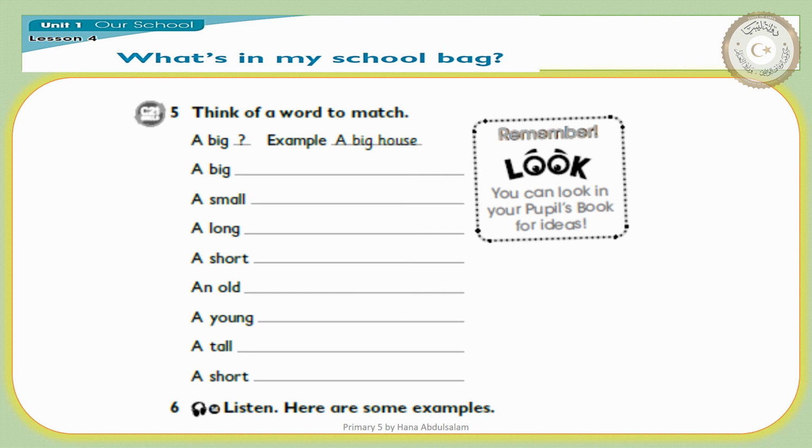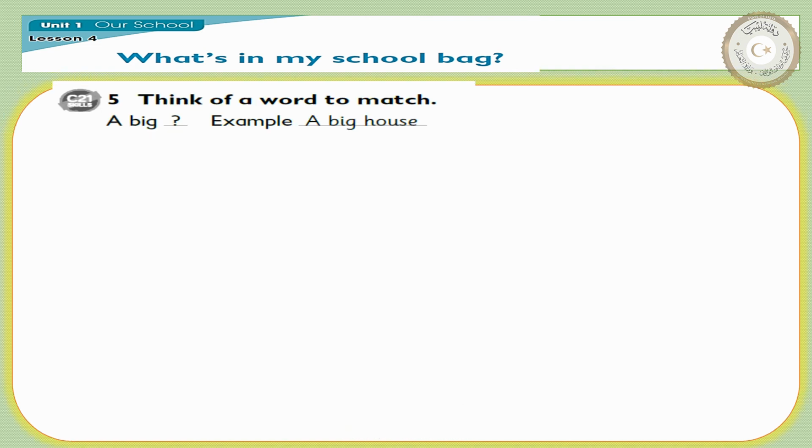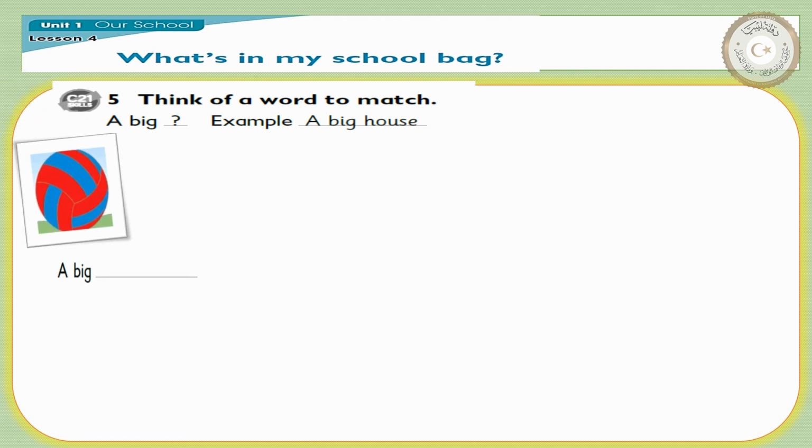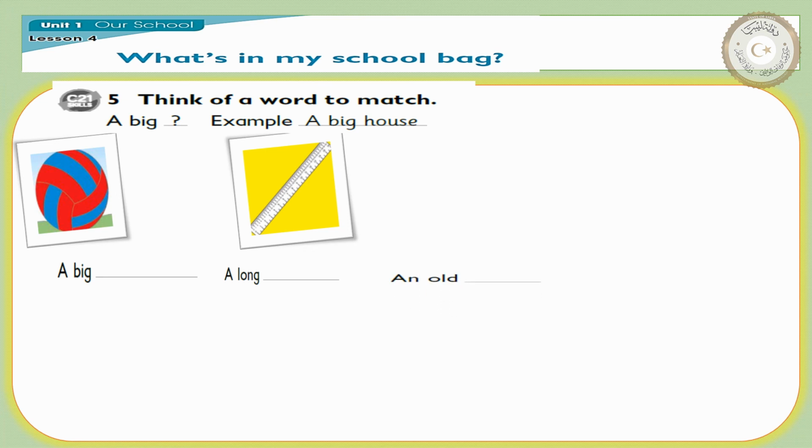Okay, so now we are going to number 5. What do we have in number 5? We are going to write examples about these adjectives. Number 1, big. Big what? What's this? It is a ball. So we can say a big ball. Long. Give me an example of long. Long what? Ruler. Excellent. A long ruler. Okay, old. Old what? Old woman. Good.